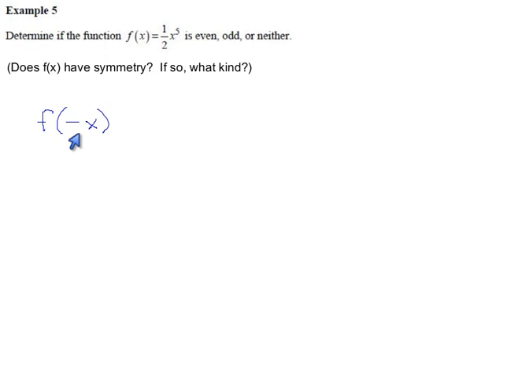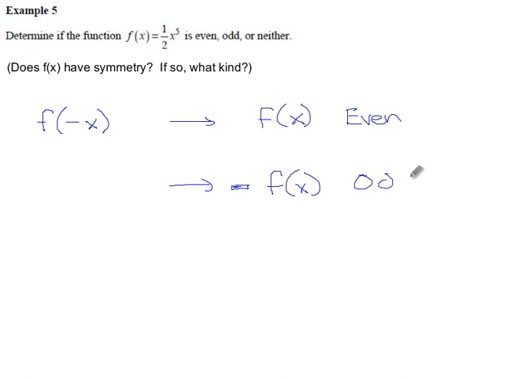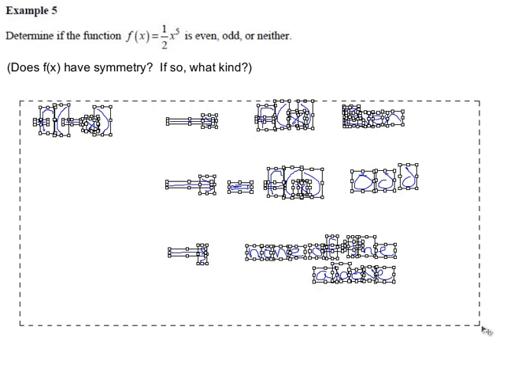You take your function and everywhere there used to be an x you put negative x, and one of three things will happen after you clean it up. You might get exactly your original function back, and if you do, then that function is even symmetric. You might get exactly your original function back except for a negative sign out front, in which case your function is odd symmetric, or you might get none of the above, in which case your function does not have symmetry. So, let's see which one happens today.